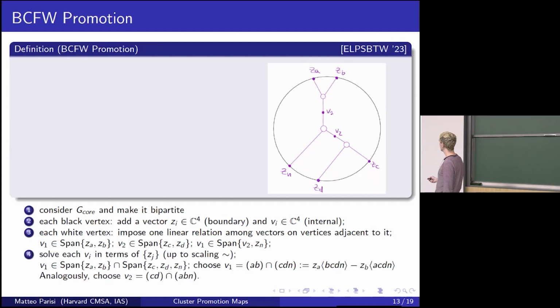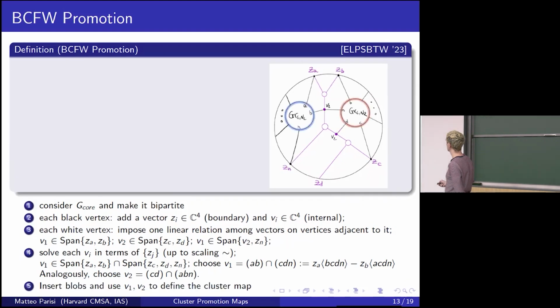Then finally, using these relations, I want to solve each internal vector in terms of the outside vectors, Z_A, Z_B, Z_C, Z_D, and Z_n in this case. For example, we can show that V1 can be chosen to be this linear combination of Z_A and Z_B that can be interpreted as living at the intersection of the two planes, the plane spanned by Z_A, Z_B, and the plane spanned by C, D, and so on. So V2 can be found in a similar way. In this case, I can find a unique solution, up to the scaling of the vectors, of this problem of solving each V_i in terms of the external ones.